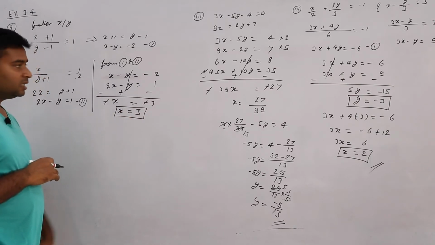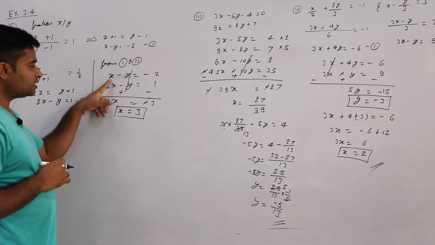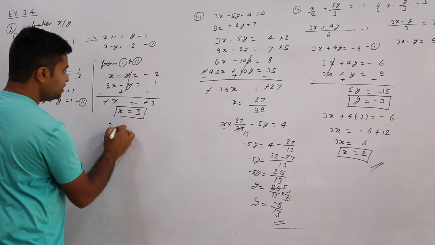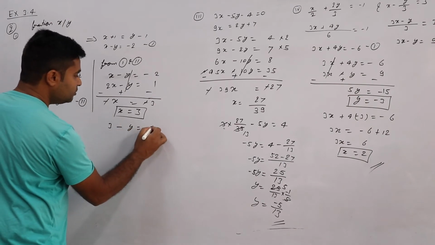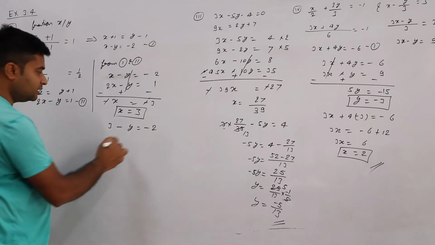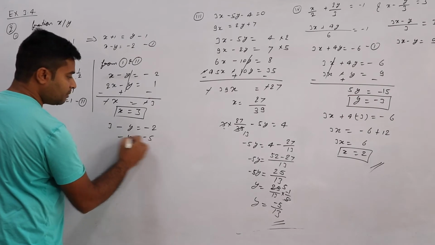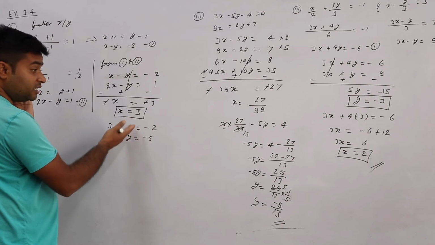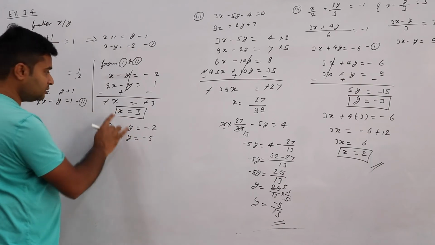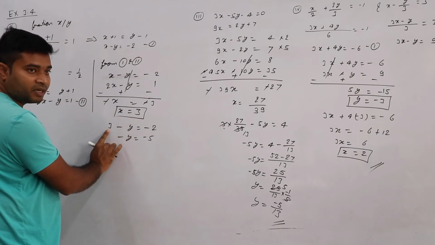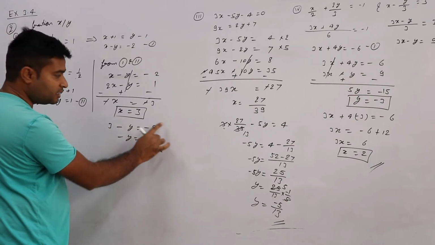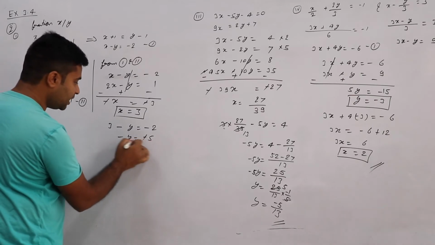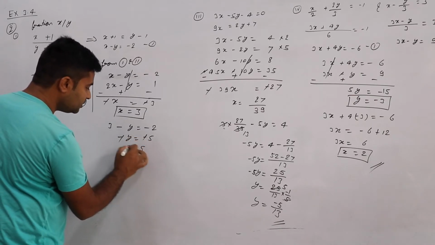If you get x is equal to 3, put x is equal to 3 here. So 3 minus y is equal to minus 2, right? So minus y is equal to minus 5. I am doing this now, next question I will do directly. This side minus, this side plus 3, this side minus 3. So minus 2 minus 3 is minus 5. Correct? Minus minus get cancelled. y is equal to 5.